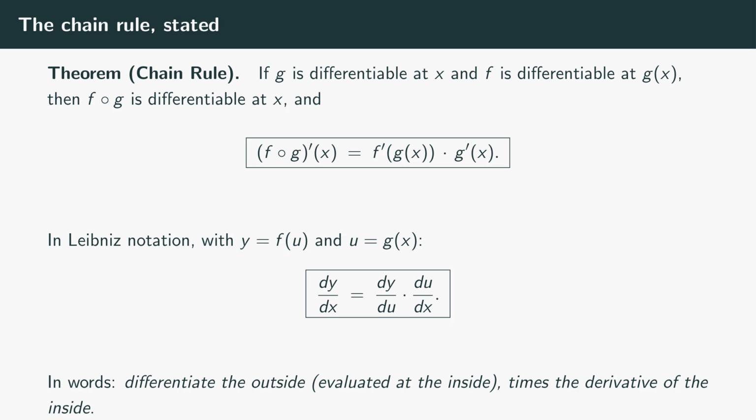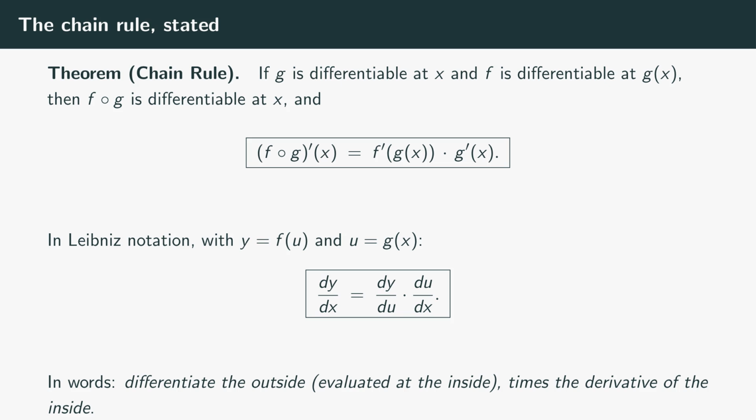In Leibniz notation, with y a function of u and u a function of x, the chain rule reads the derivative of y with respect to x equals the derivative of y with respect to u times the derivative of u with respect to x. Visually, the du in the numerator of one fraction and the du in the denominator of the other look like they cancel, and that visual cancellation is one of the most beautiful pieces of notation in mathematics.